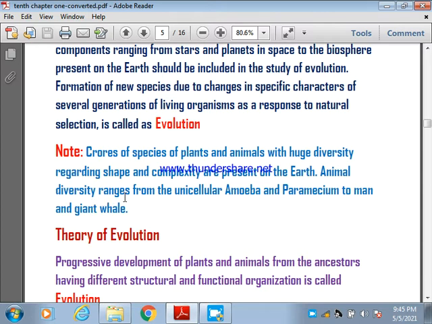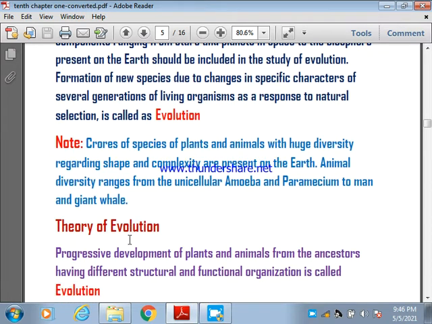Animal diversity ranges from the unicellulars, that is amoeba and paramecium, to man and giant whales. Giant whales are the largest and heaviest animals on the earth. Whales are available in the sea and ocean, not in rivers and small lakes, etc.